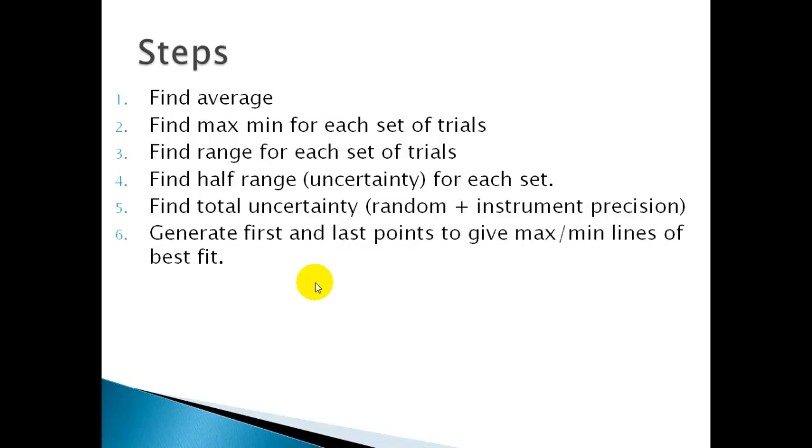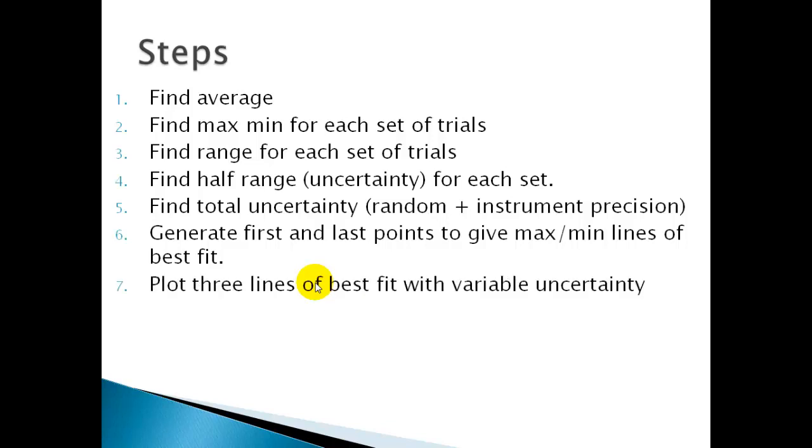Then we need to generate 2 other graphs. One shows the maximum line of best fit and one the minimum line of best fit, but we must generate the points that will give these lines. And then we plot the 3 lines showing the maximum and minimum lines of best fit and the average line of best fit with a variable uncertainty.